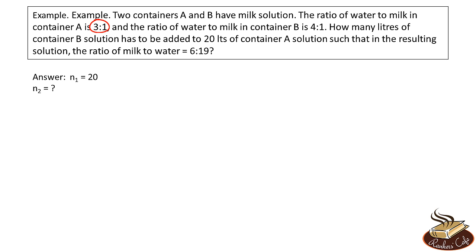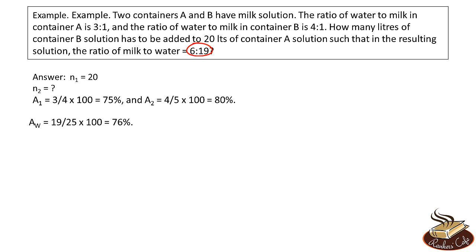Then A1 is equal to 3/4 into 100, which is 75%. A2 is 4/5 into 100, which is equal to 80%. And what about AW? AW is 19/25 into 100, which is 76%. Therefore, by applying our formula of alligations, 20/N2 is equal to (80 minus 76) upon (76 minus 75), which implies that N2 is equal to 5 liters. So as you can see, using the concept of alligations has made this question a very simple one.